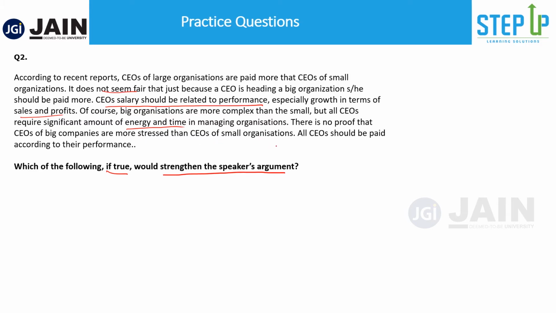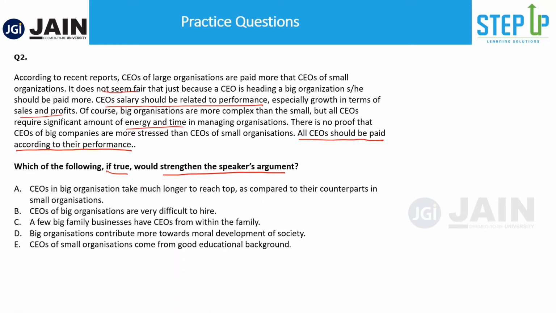So the point that the author is trying to make is all CEOs should be paid according to their performance. It should not be that the CEOs of larger organizations are paid more. So we have to strengthen the author's argument, something which can prove that the CEOs of smaller organizations should also be paid well. Something in line with that would help us strengthen the speaker's argument. Okay, so let's look at the options.